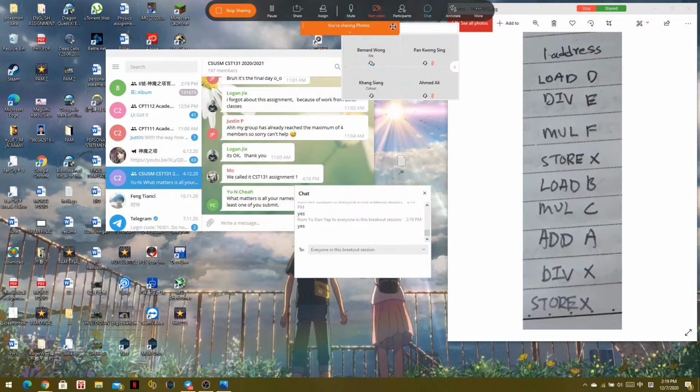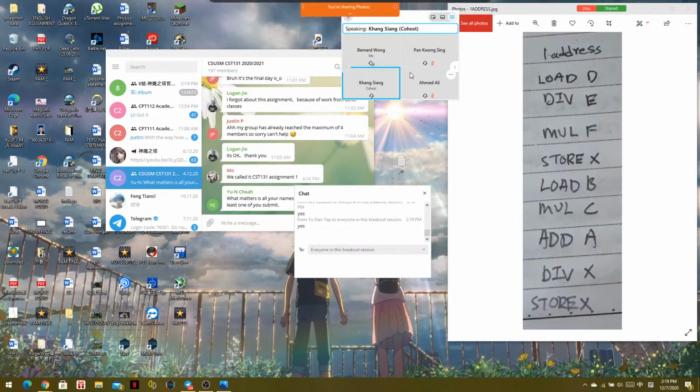Okay, load D, divide E, multiply F. There's one thing. Usually when we do the accumulator, first tell me what is X. I mean, where is X? Where are you referring if you are talking about the X? Lastly, you store X, right? That means you store the X at where?